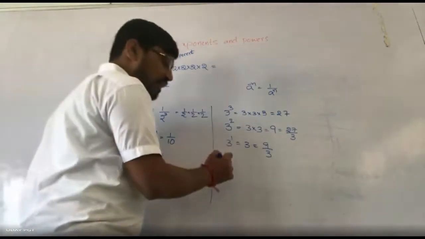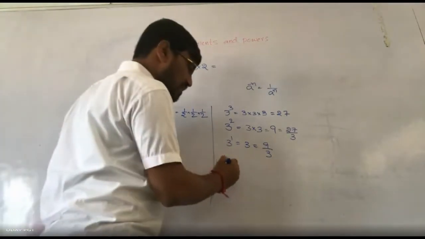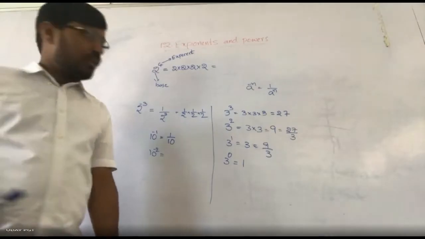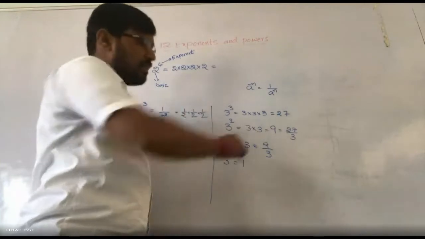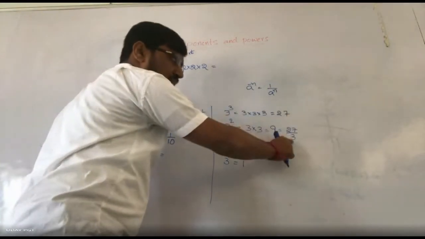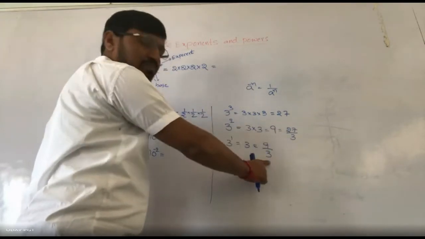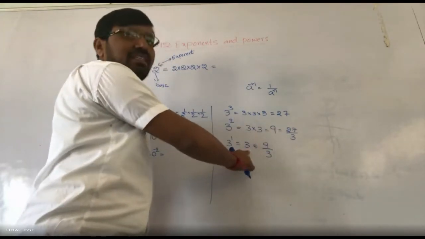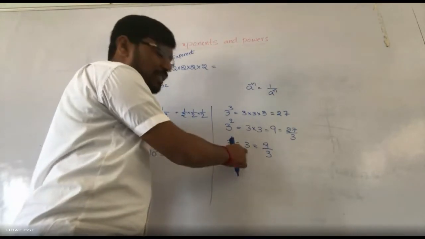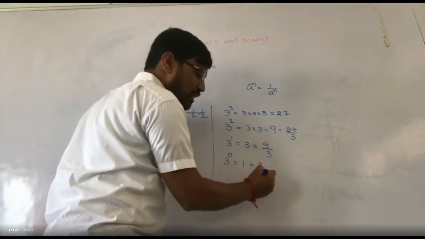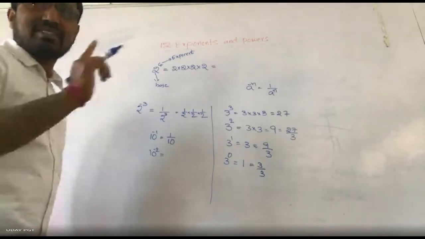Sir, what is 3 power 0, sir? Yes, I am coming to that point. 3 power 0 value is equal to 1. Why do we get 1? Because you observe the pattern of all this. Whatever number you get, it is divided by 3 to get the next one. To get this one, you divide 3 by 3, so that means we are going to get 1.